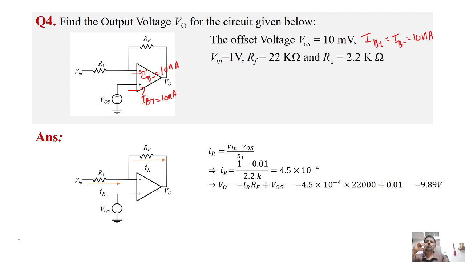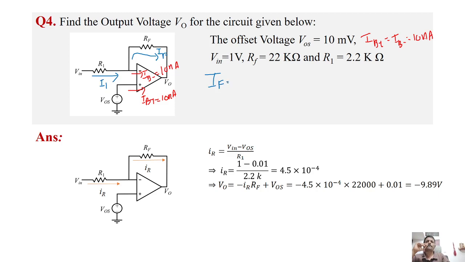So the same way, we will find the voltage across RF and add it with VOS. But here we have been given the bias current. So this current is IF, right? So what is IF? Say this current is I1. Okay, so what is IF here?